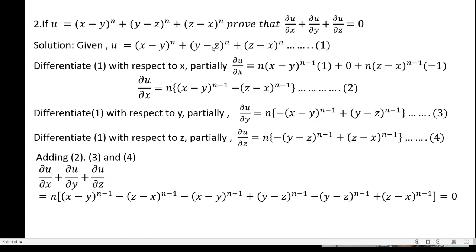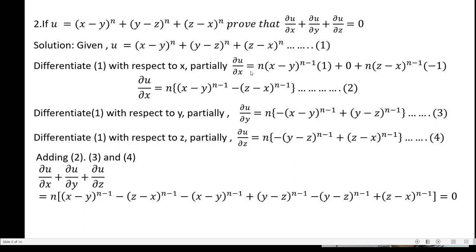So here also n we got, therefore take n as common. The remaining is n into (x minus y) to the power of n minus 1, and the differentiation of x minus y is minus 1, therefore I keep here minus, plus n into (y minus z) to the power of n minus 1. Here n is taken outside, so (y minus z) to the power of n minus 1, and the differentiation of y minus z is 1. Consider this as equation number 3.